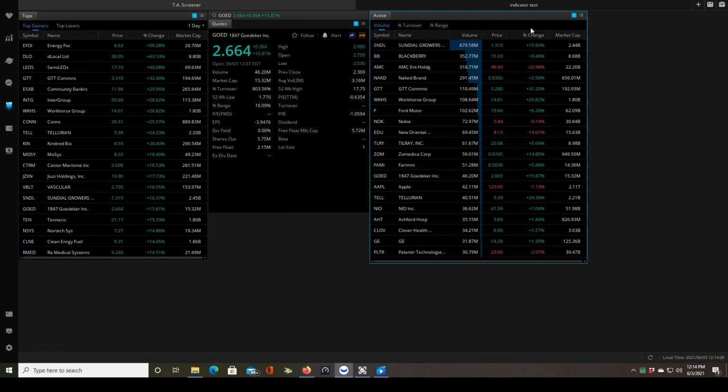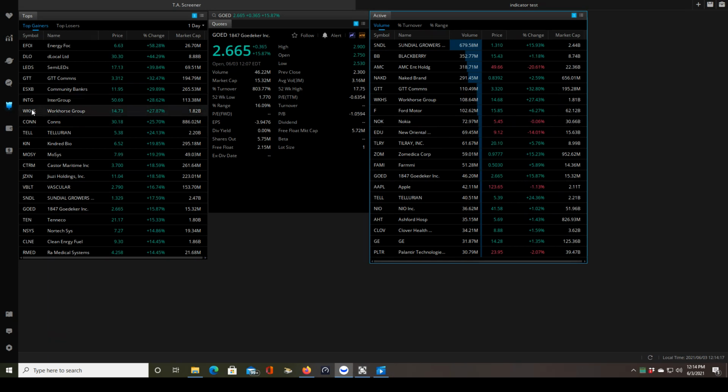The active screener now, which always has listed the top 20 stocks by volume, but in 5.0.5 was not showing the correct percent change, and now it is. So that's very helpful if you use that as part of your criteria for picking stocks like I do.